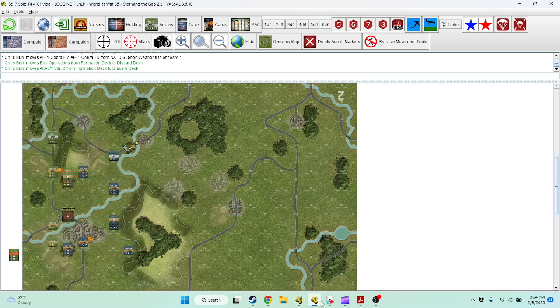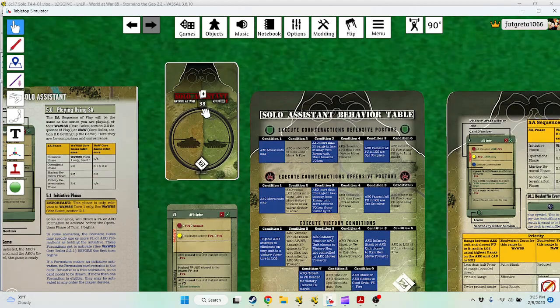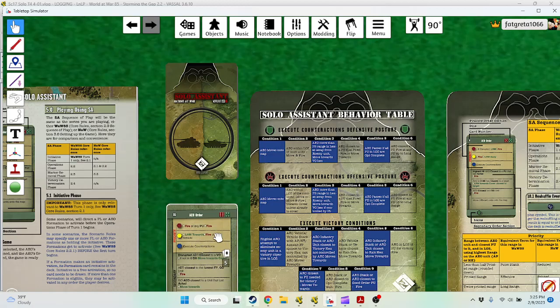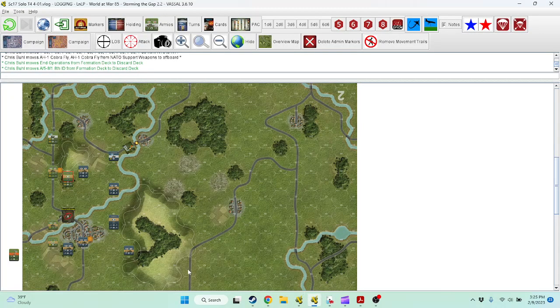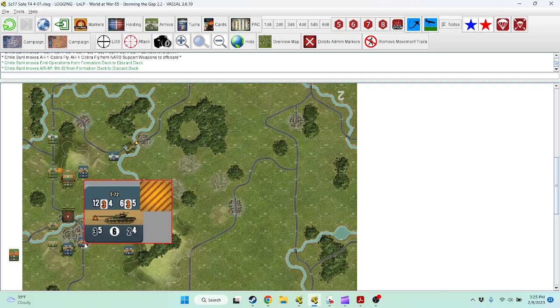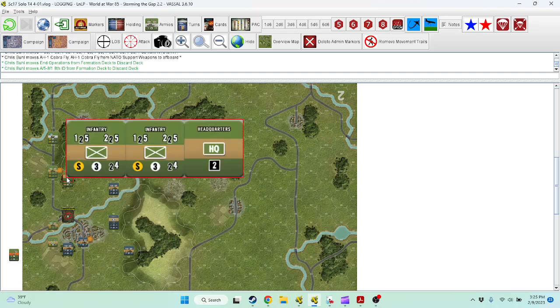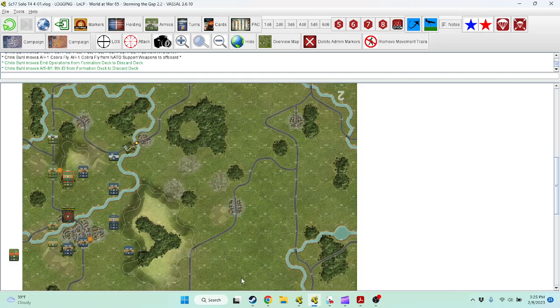And now I have to draw the solo assistant card to tell this formation what to do. And let's see what they say. So this card applies to all of the units in the formation, and I am going to play it that the American units with enemy units in line of sight closest to them will activate first. So this stack of infantry units is adjacent to this unit of Russian tanks. Now, if I were the American commander here, I would be launching an assault immediately. But I don't know if the solo assistant agrees with me.